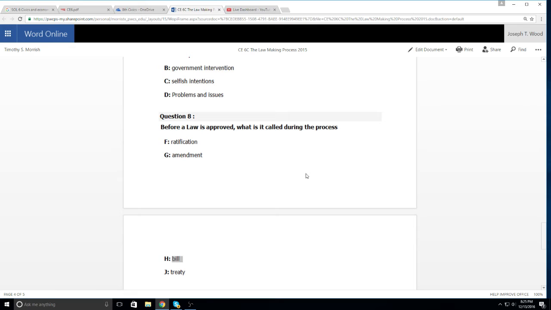Then Congress votes on it. It repeats. It doesn't count as a step, but it repeats the same process in the other house. So if it started in the House, it goes to the Senate. If it started in the Senate, it goes to the House. Once both houses have agreed, it then goes to the president. He can either sign the bill into law, so a bill becomes law, or he can veto it. And if he vetoes it, Congress can override it with two-thirds.